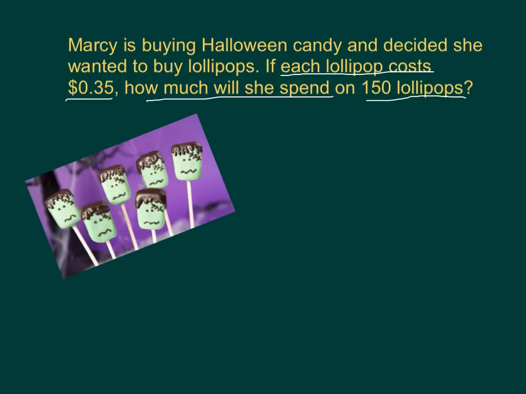So the problem we're going to set up is 150 times 35 cents. And we can leave that 0 in there. We're not going to have to work with this 0 when we actually do our multiplication. We're just going to be working with the 3 and the 5 for the 35 cents, and our decimal point will also be important.